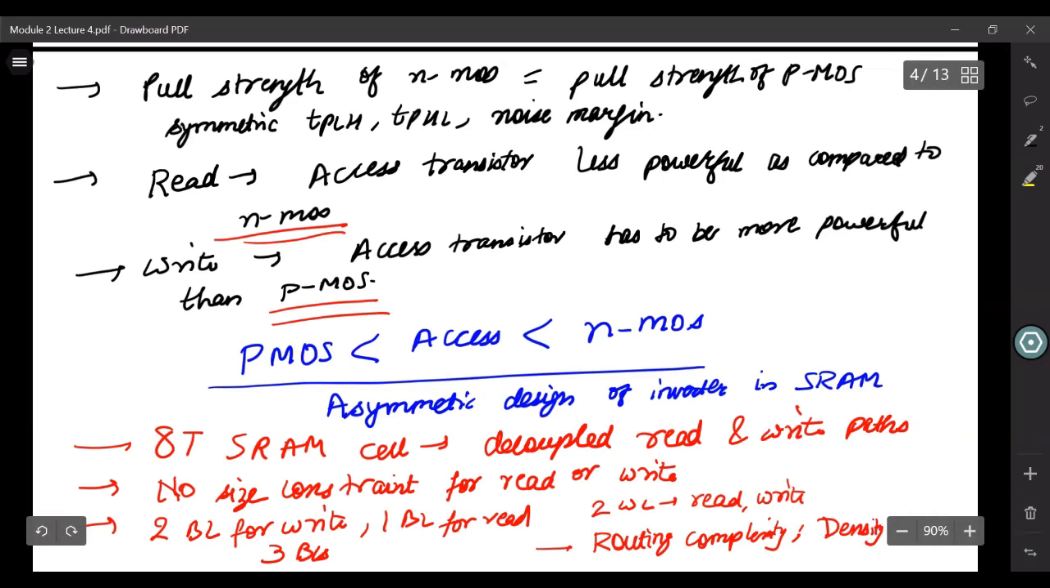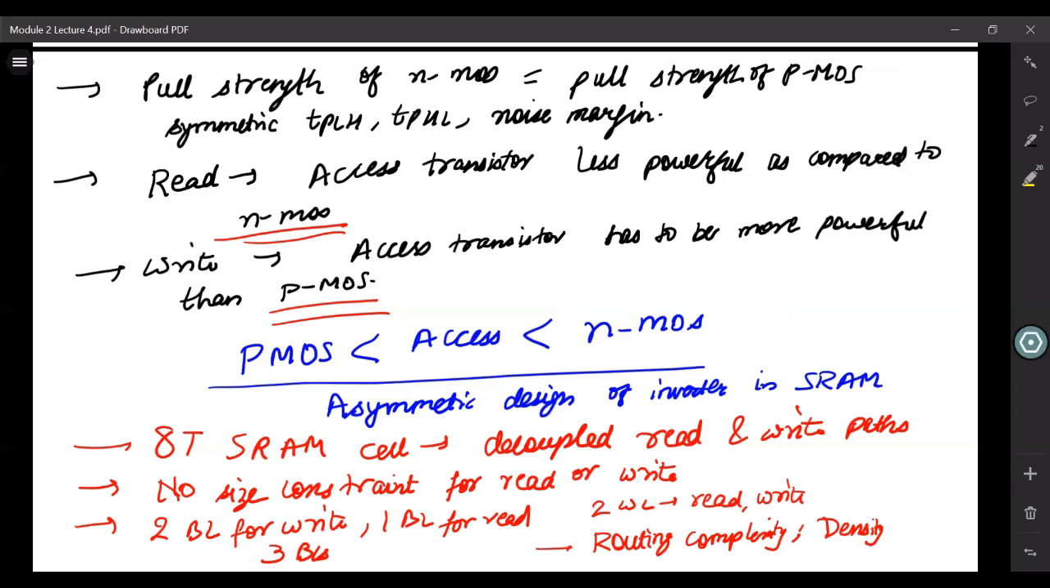So I've been telling this time and again: in your examination, you may see a question where you'll see a different flavor of SRAM, maybe a 10T SRAM cell or 11T SRAM cell or whatever. And then you may be asked, what could be the potential benefits of this structure and what could be the potential demerits of this structure?